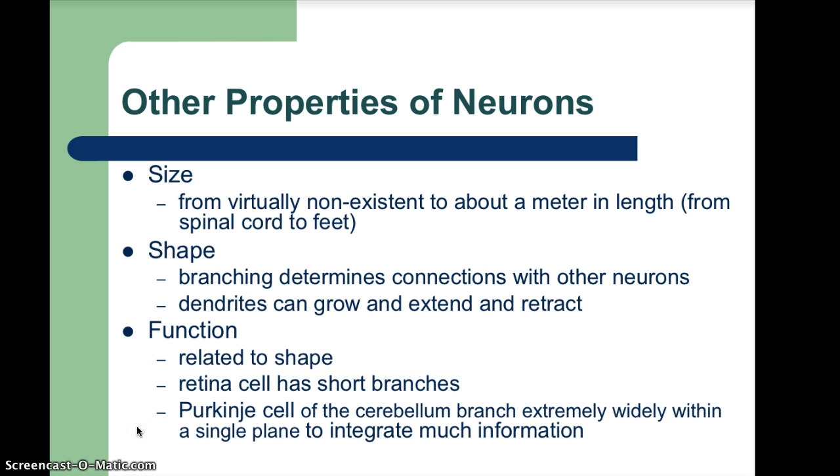So neurons are very small, especially those that are intrinsic neurons, to having axons that are much longer, sometimes as much as a meter in length or more. Their shape varies, and it depends on what their specialty is. Dendrites themselves can grow, extend, retract. It's very interesting. If you give a rat an enriched environment where there's a lot of play, you can actually see dendritic growth. What they do varies, and it is related to their shape.